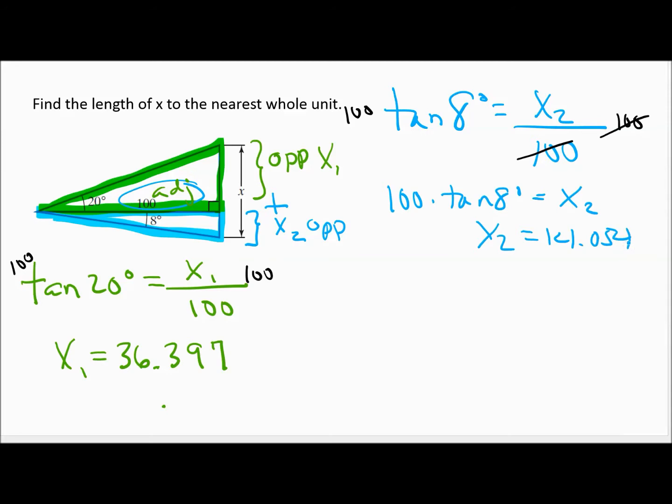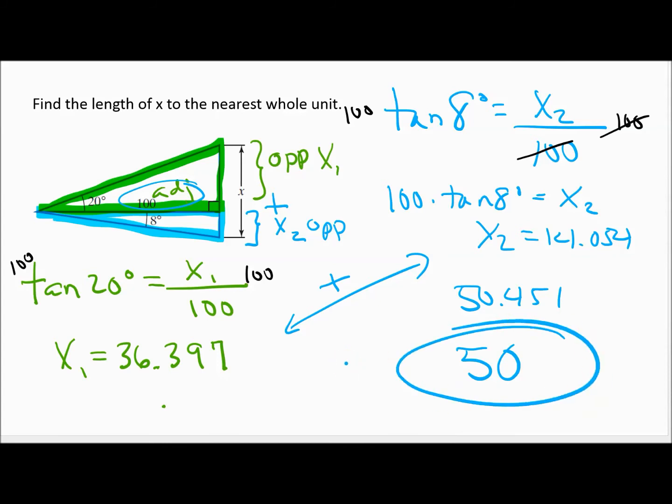Okay, now remember, we're adding these two values together. So these two added together gives me 50.451. But now it says round to the nearest whole unit, so that's going to be 50 units. And that's how long this whole entire X is.